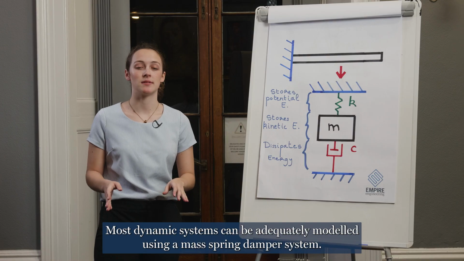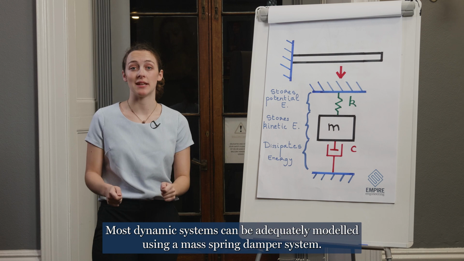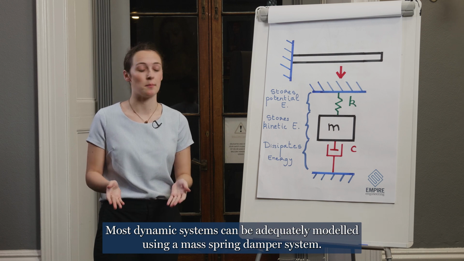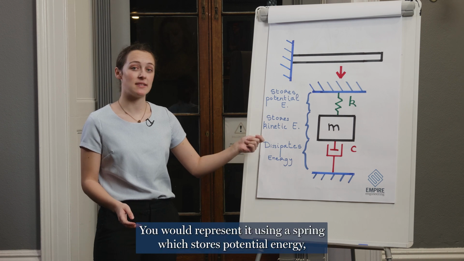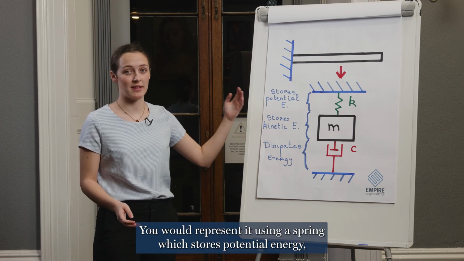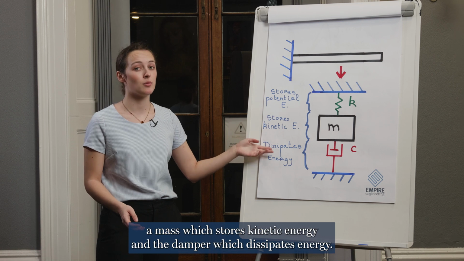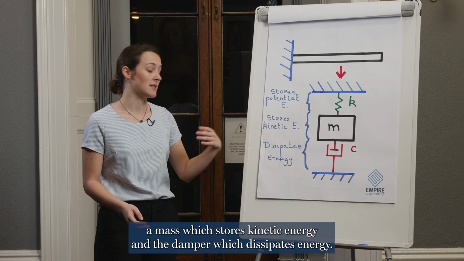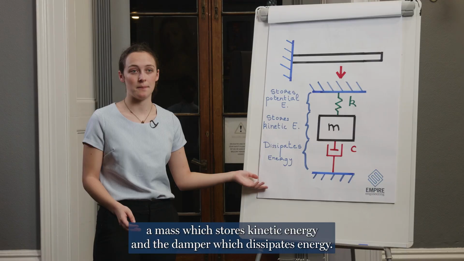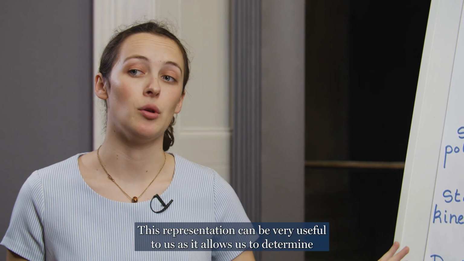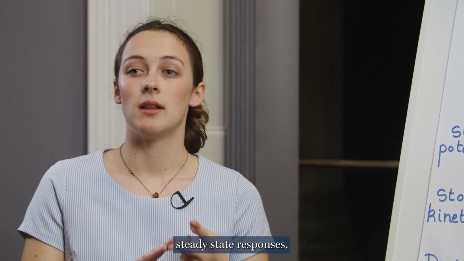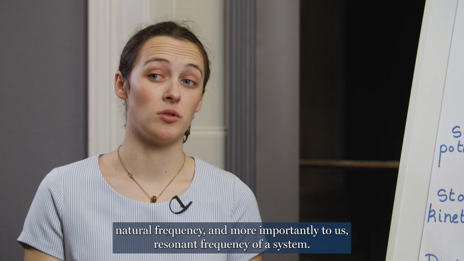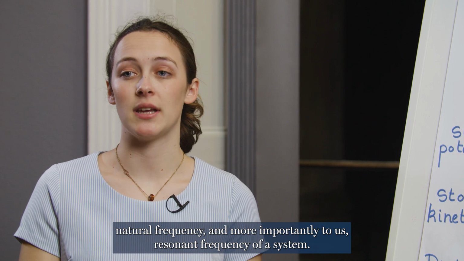Most dynamic systems can be adequately modelled using a mass spring damper system. We can see that with our cantilever beam. You would represent it using a spring, which stores potential energy, a mass, which stores kinetic energy, and a damper, which dissipates energy. This representation can be very useful to us as it allows us to determine steady state responses, natural frequency, and more importantly to us, resonant frequency of a system.